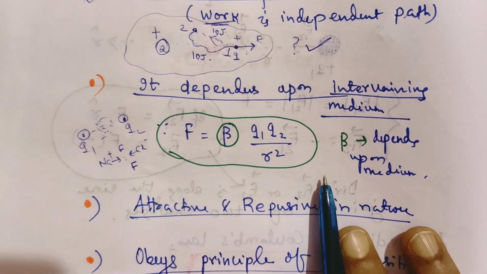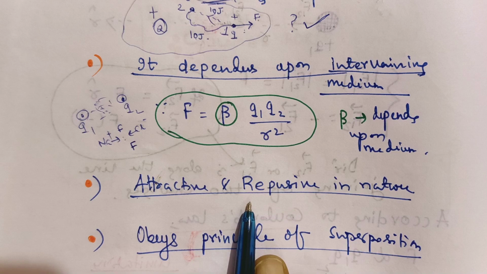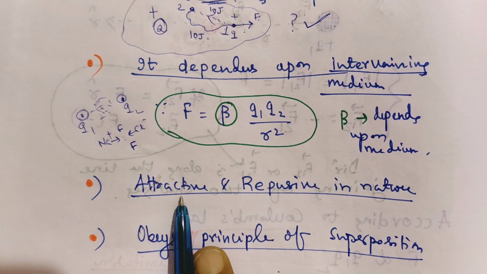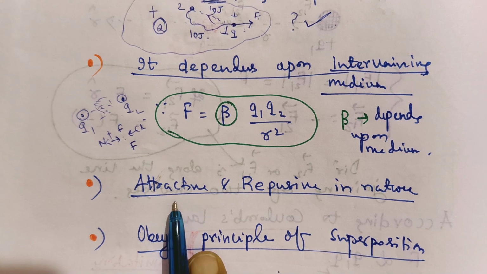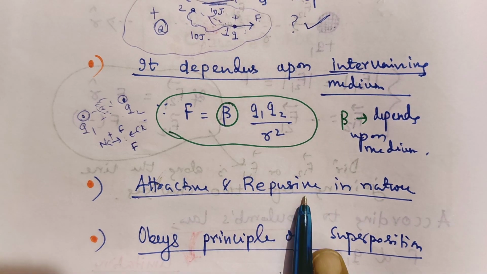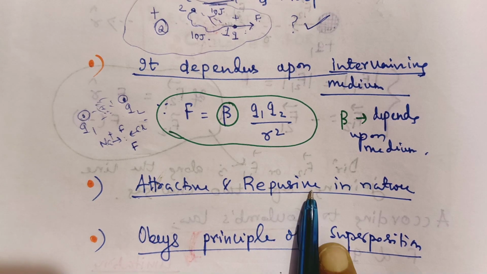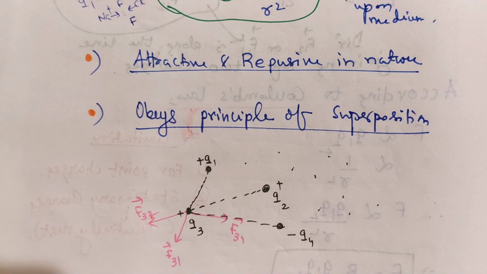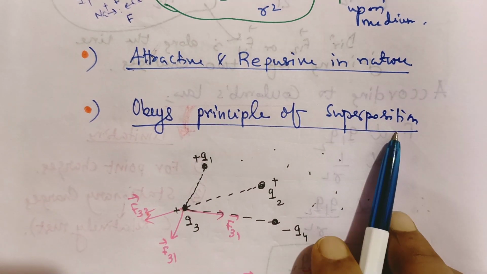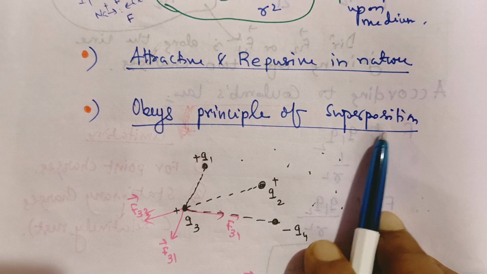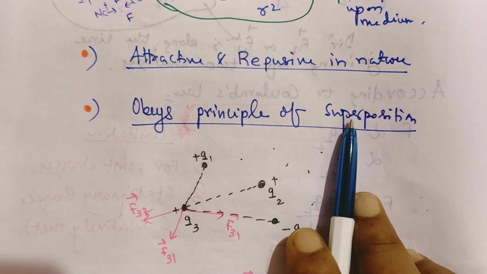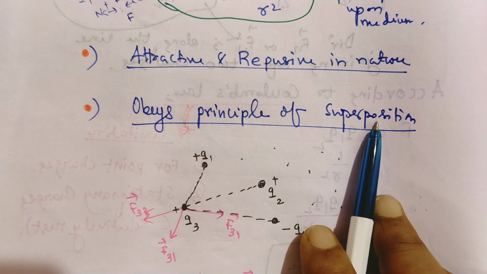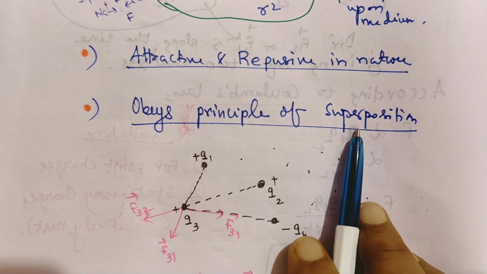Okay. Now the next property: the nature of the electrostatic force. It may be attractive or it may be repulsive. Attractive if they are unlike point charges, repulsive if they are like point charges. Now we have to discuss the last property. It obeys the principle of superposition. First keep in mind that all forces are vectors, and all vectors obey the principle of superposition. Superposition here means the addition of vectors.